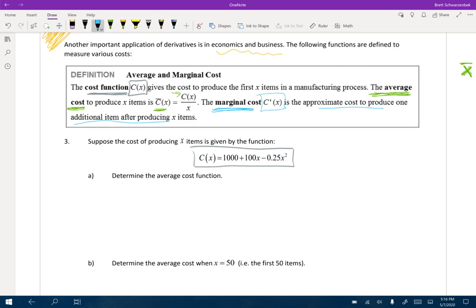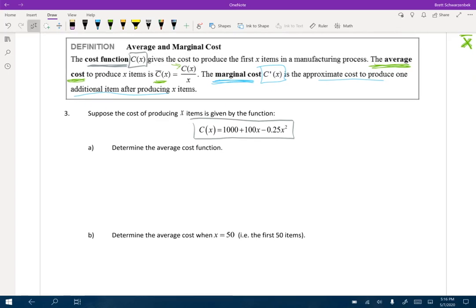Okay, the best way to understand this is just to do examples, like most things, but especially with this, because it's a foreign concept to pretty much everybody taking calculus for the first time. Again, the cost of producing X items is given by the function C of X equals this 2-degree polynomial. It says determine the average cost function.